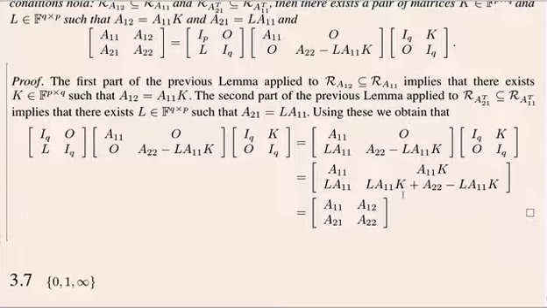And then using the properties that we got for these products, A11K is A12. Here we have a cancellation, so this is A22. And we have that L A11 is A21. And that finishes the proof.